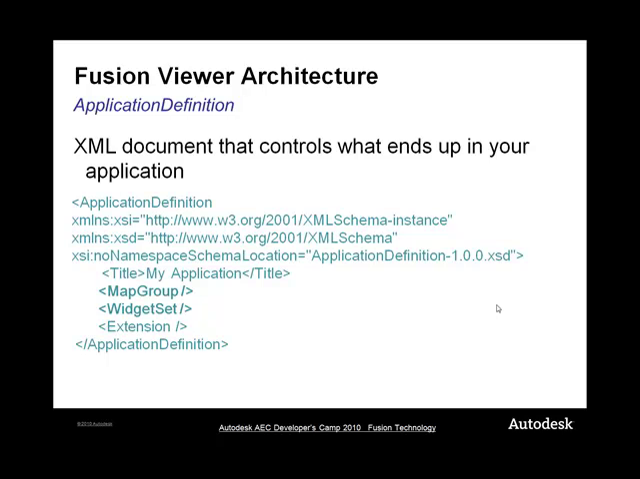Title tag contains a string value used to set the title of the web page when application is running. The map set tag contains subtags that define maps to be used in the application. Widget set tag presents a visible map in the user interfaces and describes the widgets to be associated with the map. Extension tag contains extra parameters that are not part of the defined schemas of the application definition.